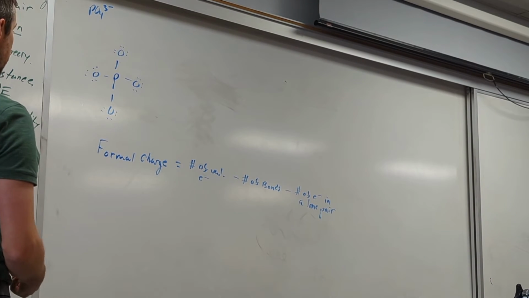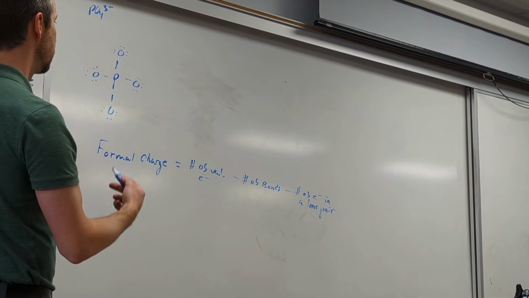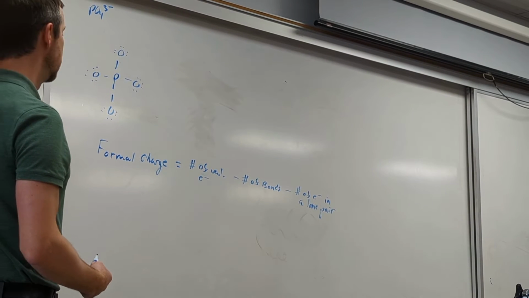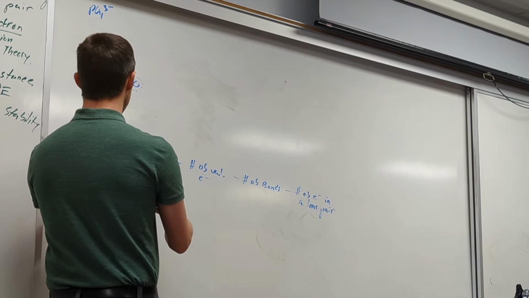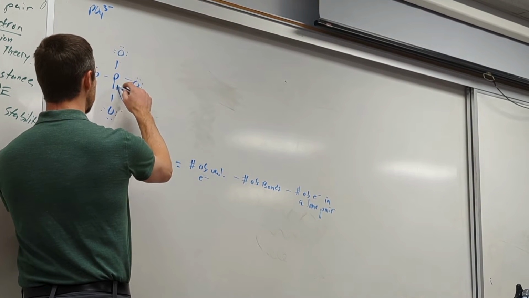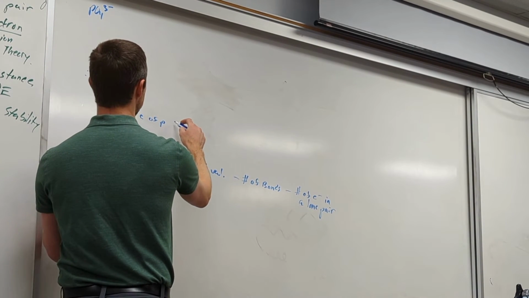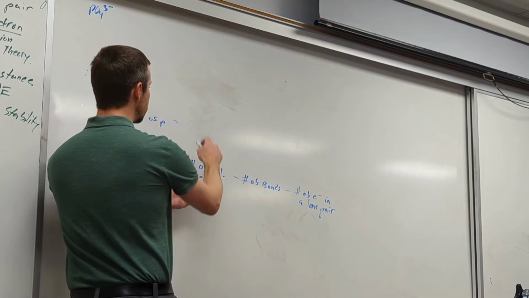Is that in all the lone pairs or just one lone pair? Only for the atom you're looking at. Yeah. So I'll show you an example. So let's calculate the formal charge of this phosphorus atom. So I'll say the formal charge of phosphorus. Okay. The number of valence electrons is 5.